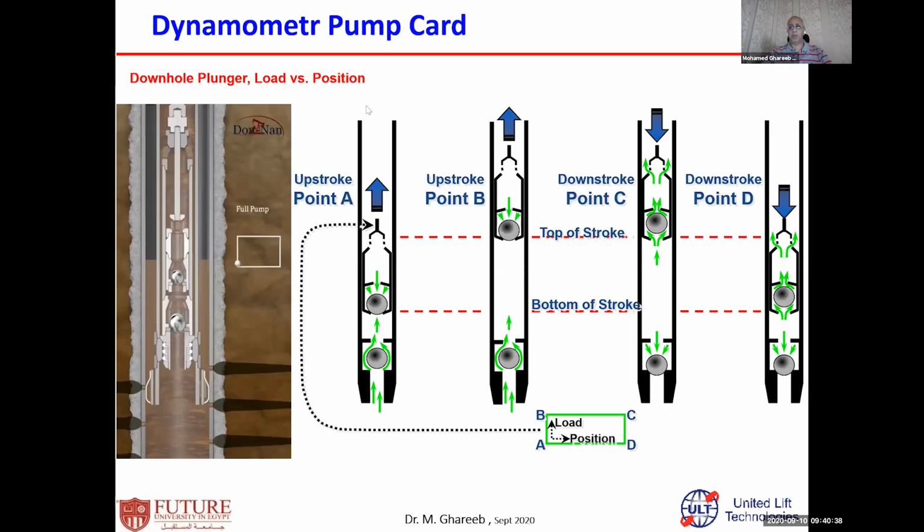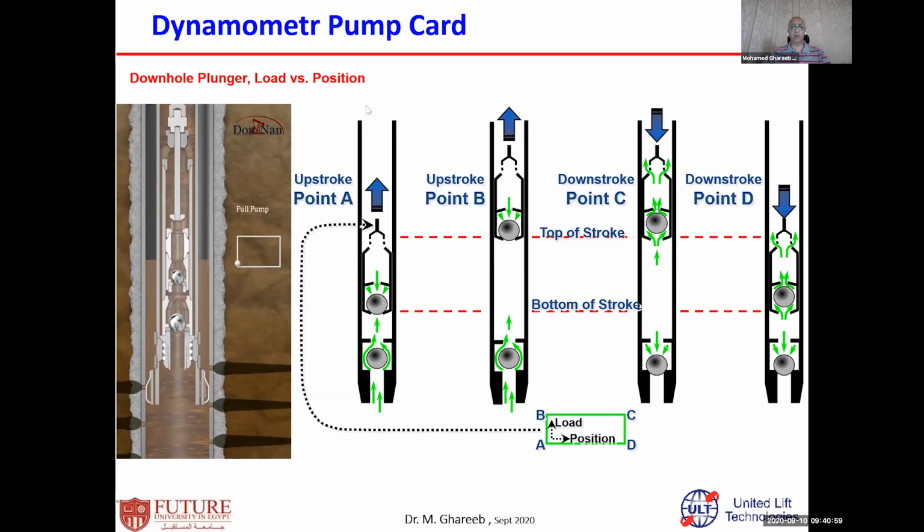Again, let me just talk to you about some general downhole cards, the shape of the downhole card. When can you say, yes, this downhole card is good? No, this downhole card indicates a traveling valve leak. This downhole card indicates a standing valve leak. How can you analyze this?